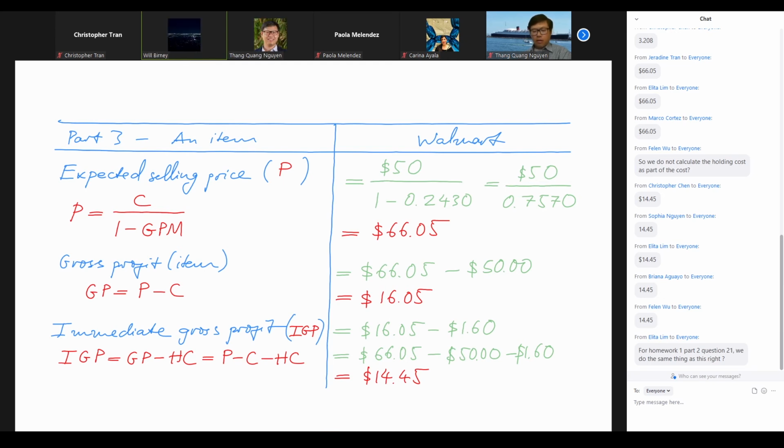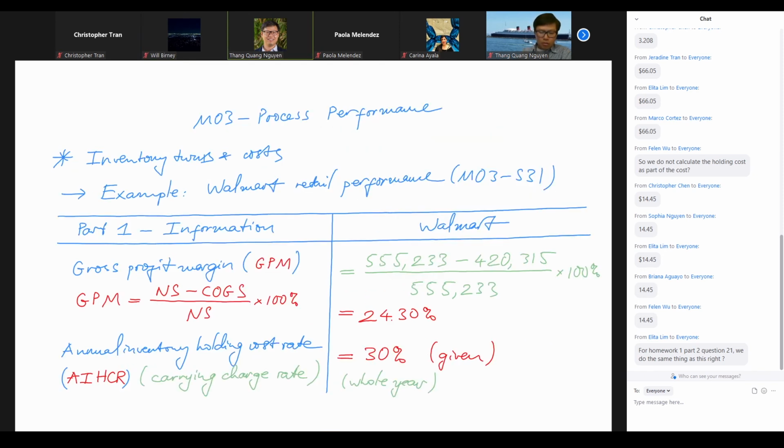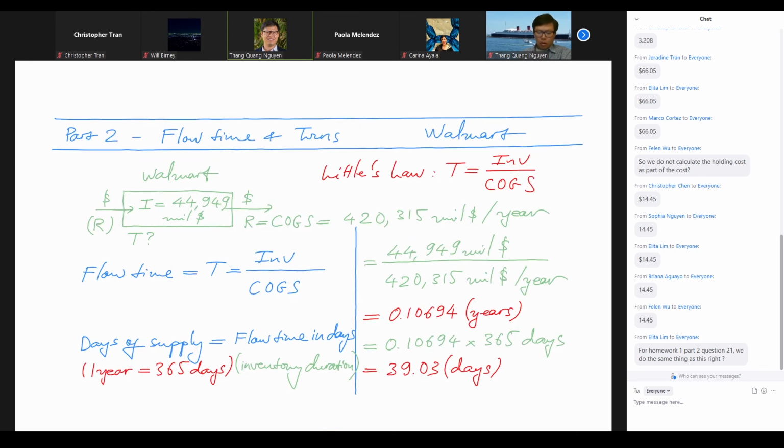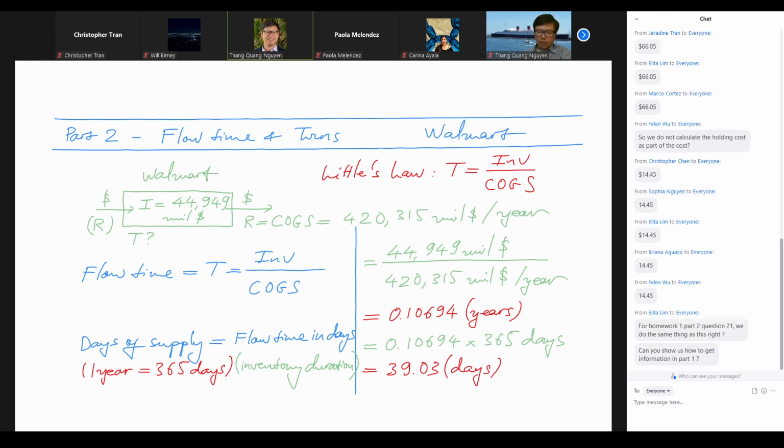Could you just once again go back through the parts of this so that I can make sure I have all the formulas down? Okay, so let me go through it. This is part 1, okay? We call it the GPM. And then part 2, we have the inventory divided by the cost of goods sold, right? That's the flow time equation. And by the way, the days of supply is easy. You just convert the years into days.